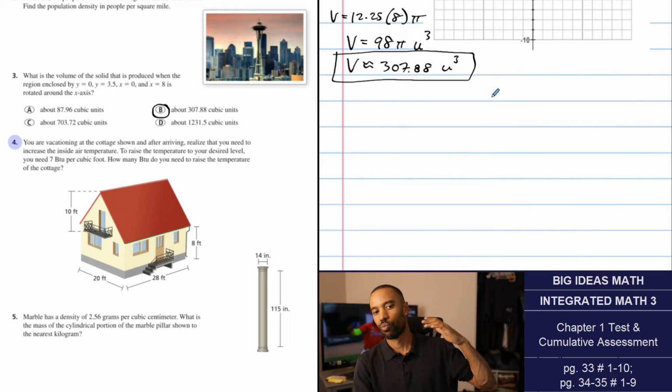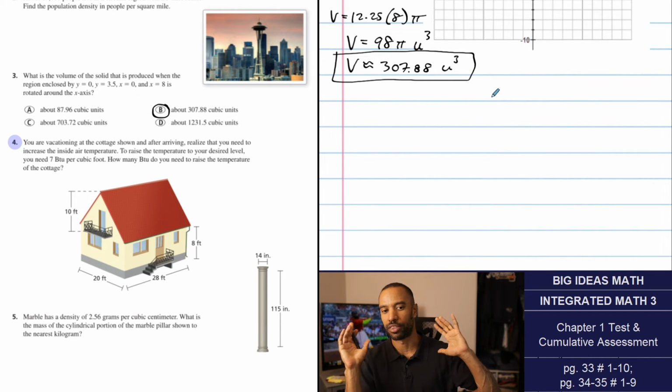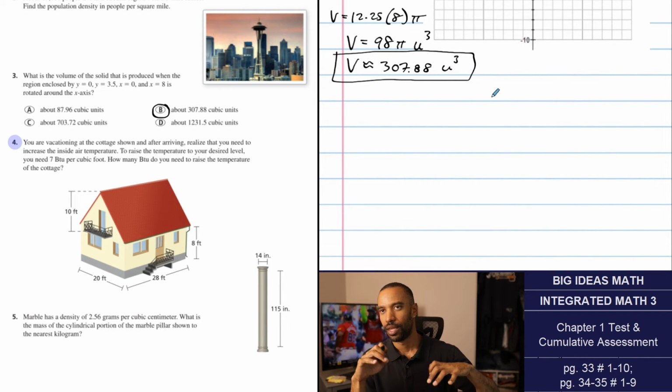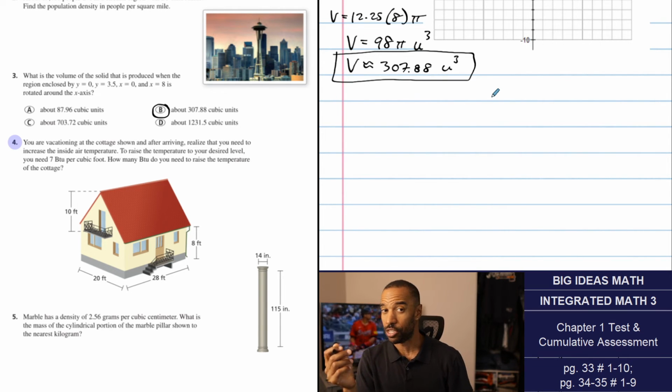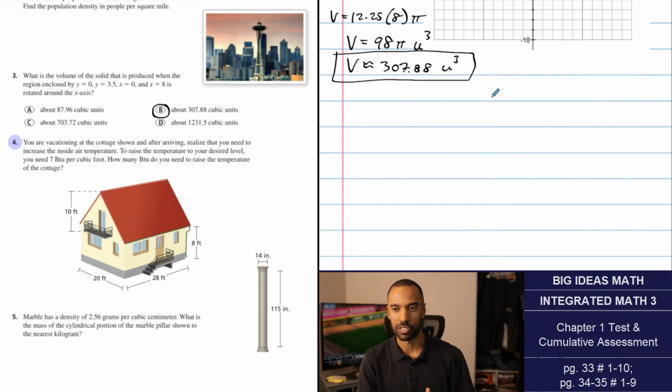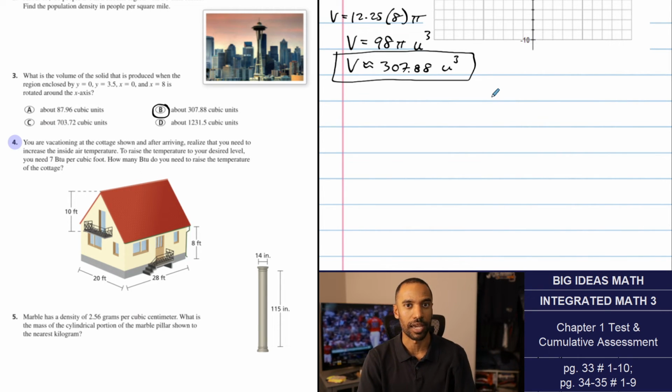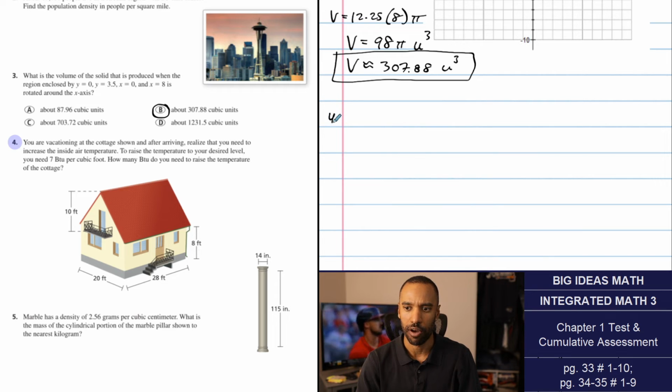So really, you need to fill out the volume of the cottage, and all of those BTUs need to be applied. You can refer to this as mass, volume, density. BTU is kind of your mass this time. So yeah, we can work it out that way. Let's just begin with volume as a whole.